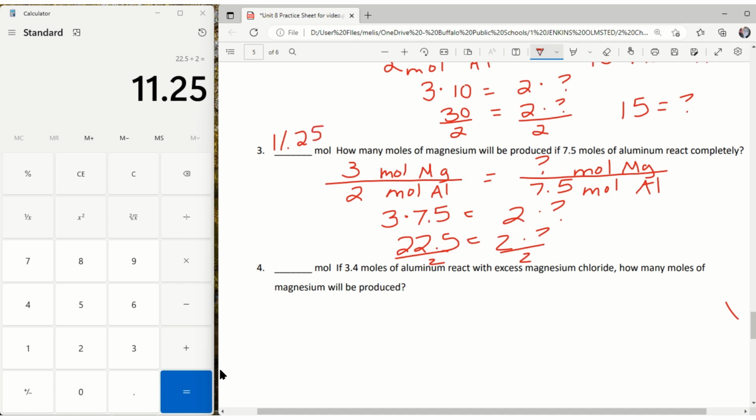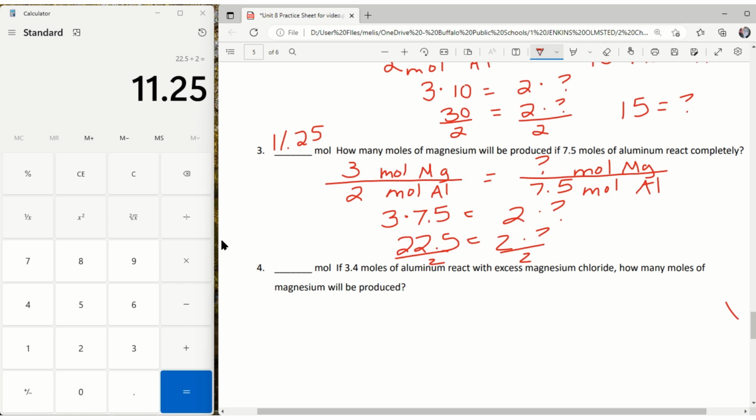So let's see if it makes sense. Because I'm trying to find the top number, I have 2 on the bottom and then I have 3 on the top. So 3 is bigger, but it's not double, right? It's not quite double. So on the bottom here, I have 7.5. So I should have a bigger number on top, but it shouldn't be double. Okay, perfect. Looks good. All right, last one.